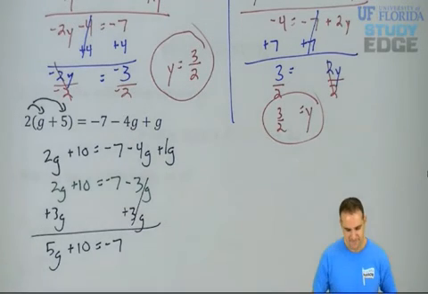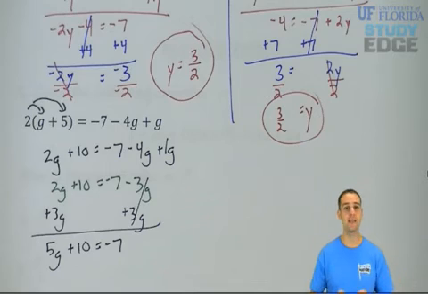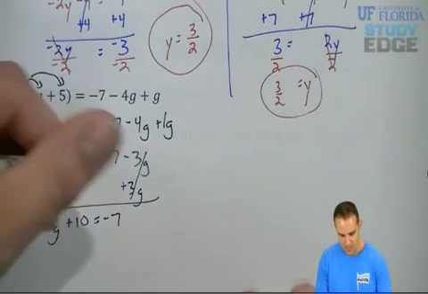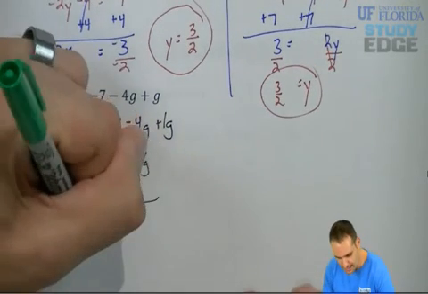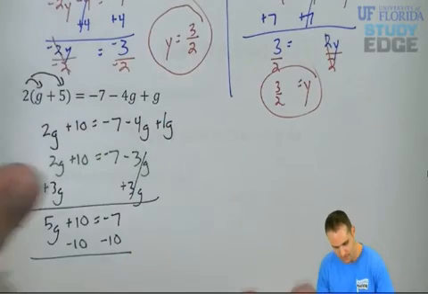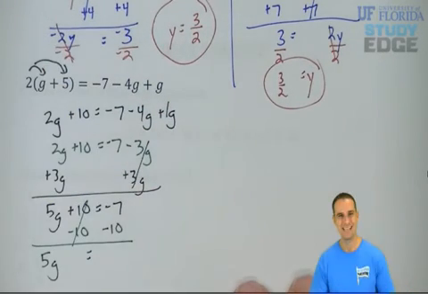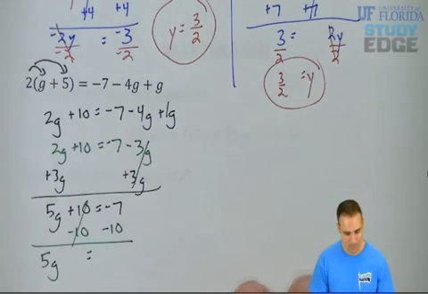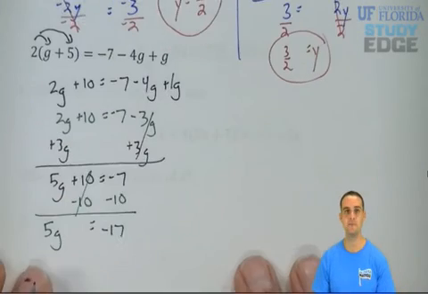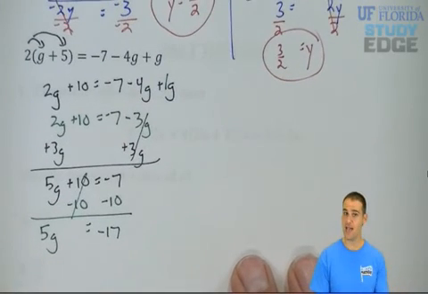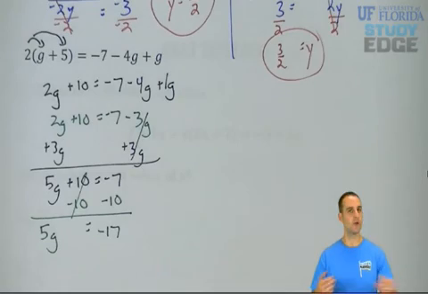I have moved my variables to one side. Now I'll move my numbers to the other. So instead of adding 10, I would subtract 10. 5G, 10 minus 10, cancel. Negative 7 minus 10 more will be minus 17. If you need to, break out that calculator. What do I divide by?